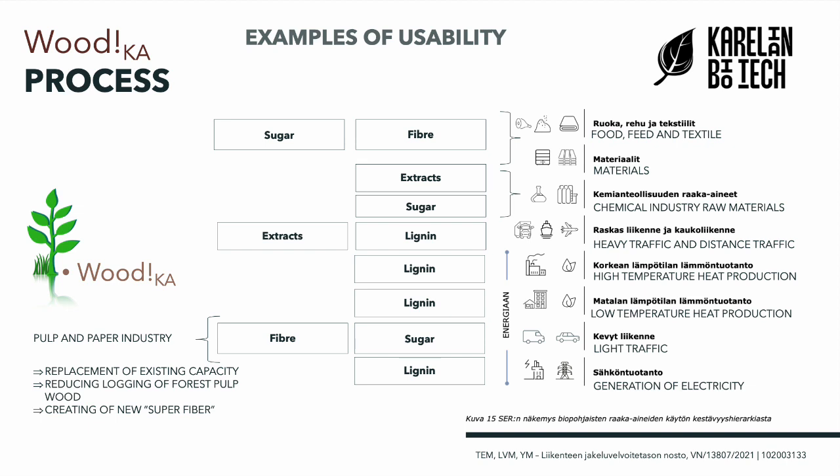But what's more important is on the left side. We could replace existing kraft capacity by producing it from side streams and in this way reduce the logging of forest pulp wood amount. This means that we could extend the forest lifetime. At the same time, new opportunities are created to use improved fiber material for creating new products.